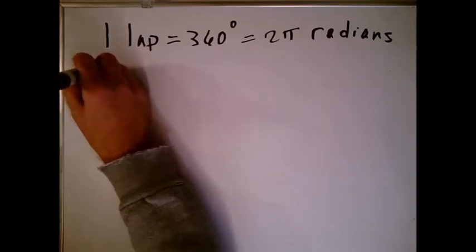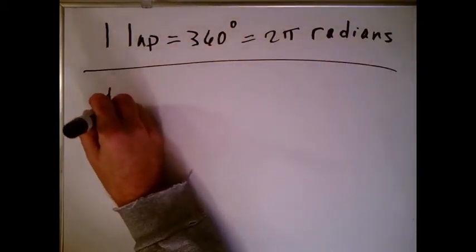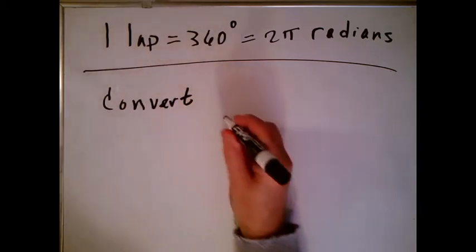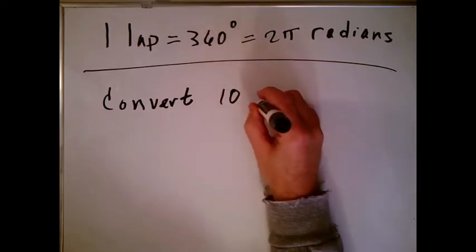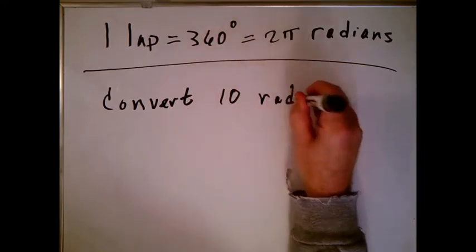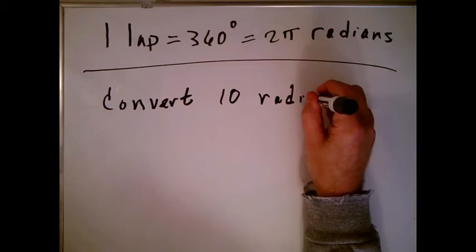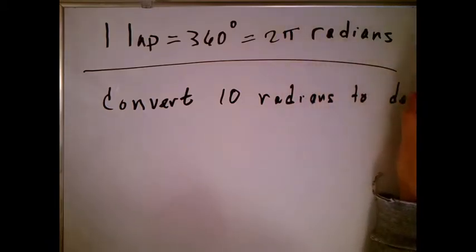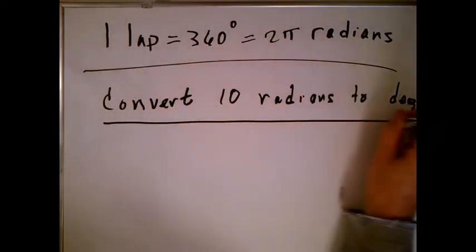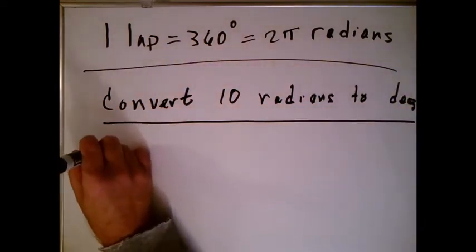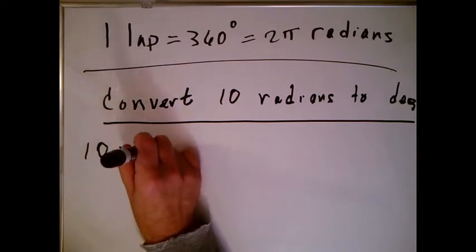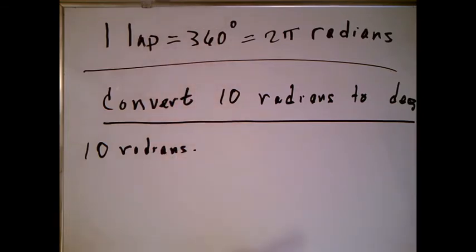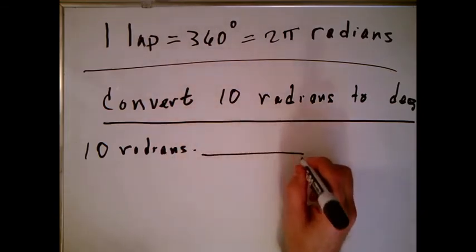So as an example, let's just say convert 10 radians to degrees. What I want to do is start out with my 10 radians. And chemistry does this a lot. What we'd like to do is multiply by a conversion factor.